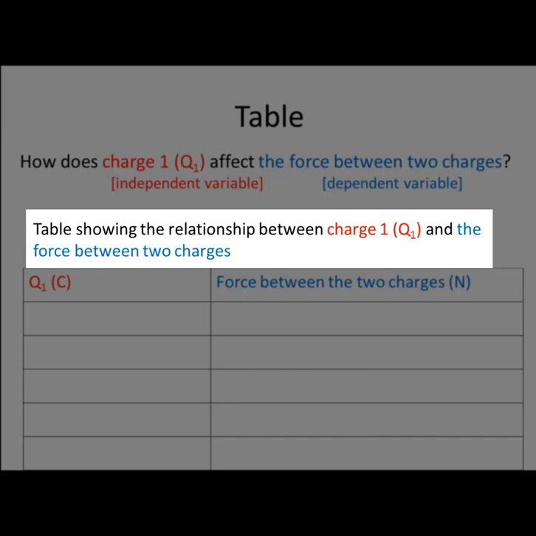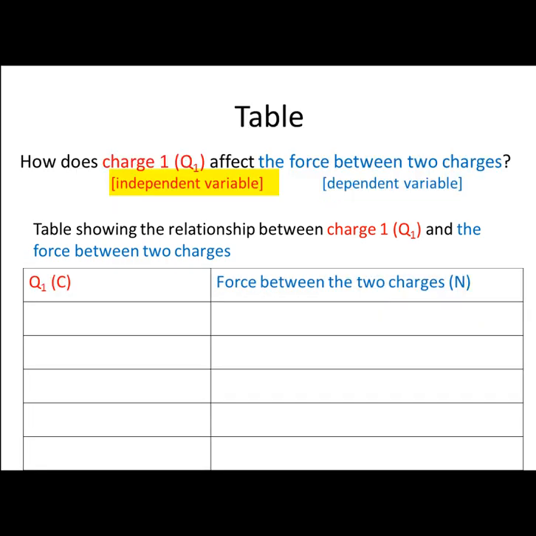Table showing the relationship between charge 1, or we could say between the magnitude of charge 1, Q1, and the force between the two charges. Or we could say, and the magnitude of the force between the two charges. If we leave off magnitude, it's because we imply it. We assume it's obvious. But make sure that you do understand that we're speaking now only about magnitudes. So our independent variable is the magnitude of charge 1, Q1. So that is our heading of the first column, and its unit is coulombs, C. Our dependent variable is the magnitude of the force between the two charges. So that goes into the second column's heading, and the unit is newtons, N.